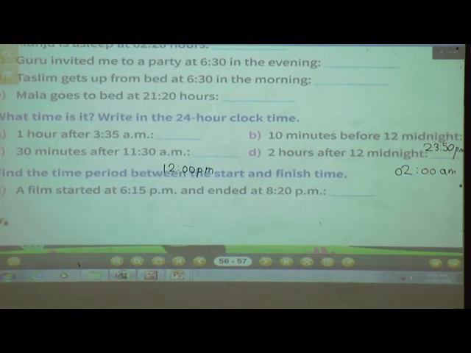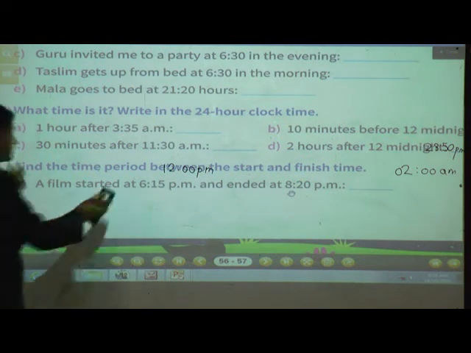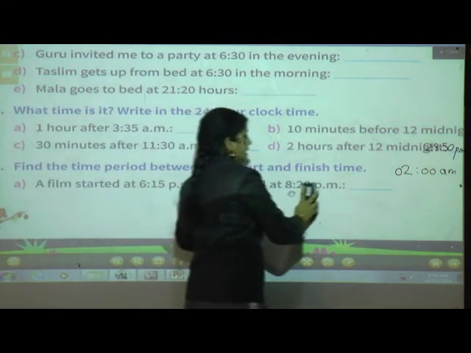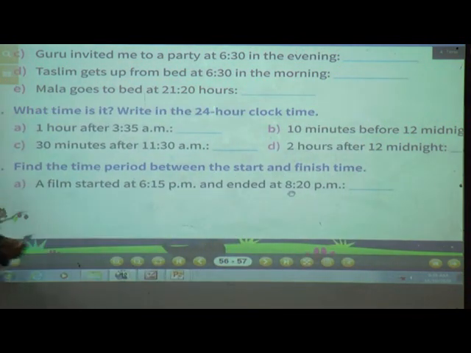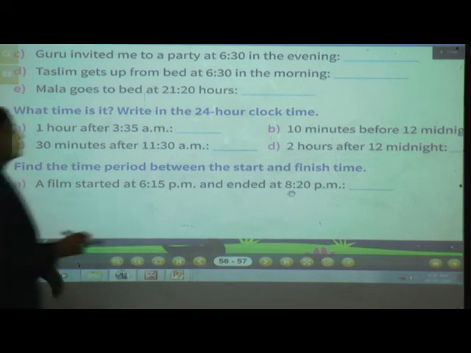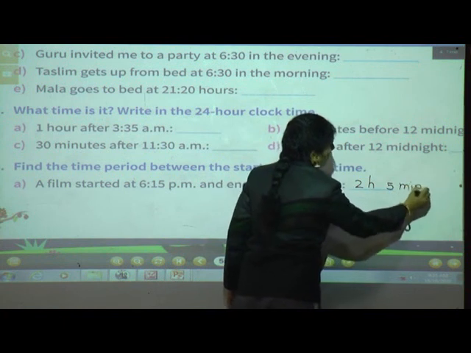Now find the time period between the start and finish time. Here see, a film started at 6:15 PM and ended at 8:20 PM. So calculate the time, students. It has started at 6:15 and ended at 8:20. So students, subtract 6:15 from 8:20. What will you get, students? Yes, very good. 2 hours 5 minutes. Very good, students.